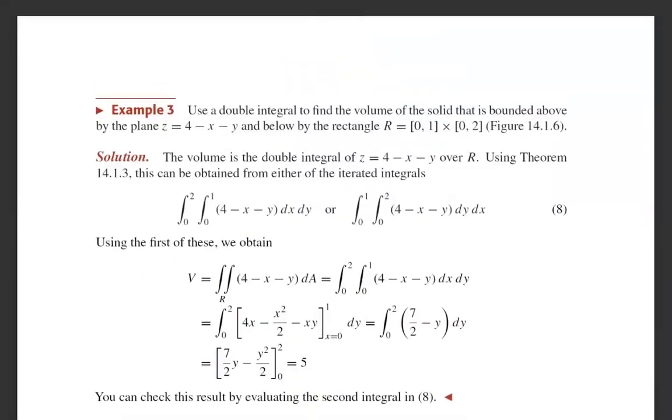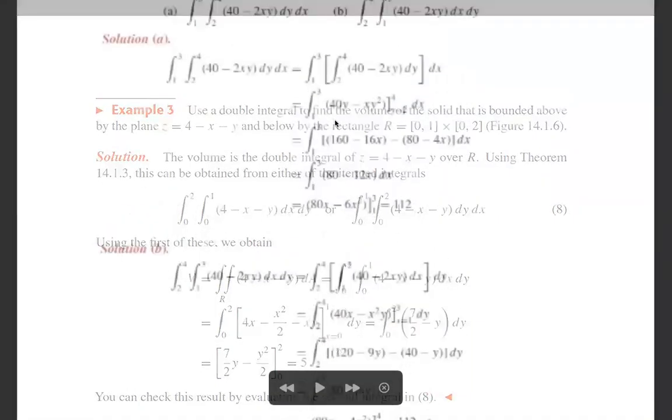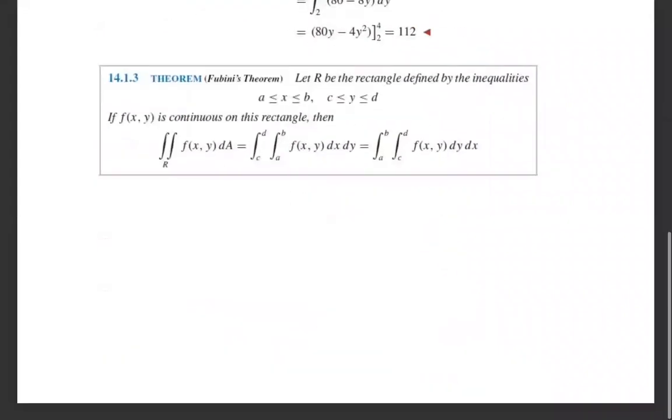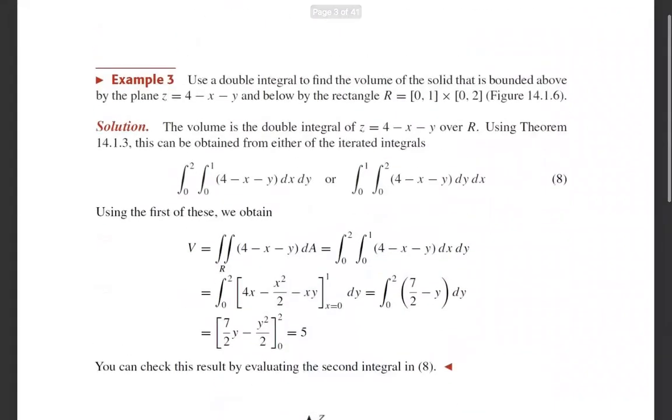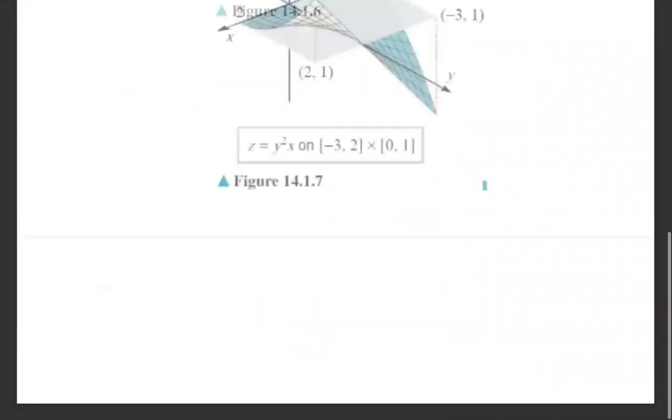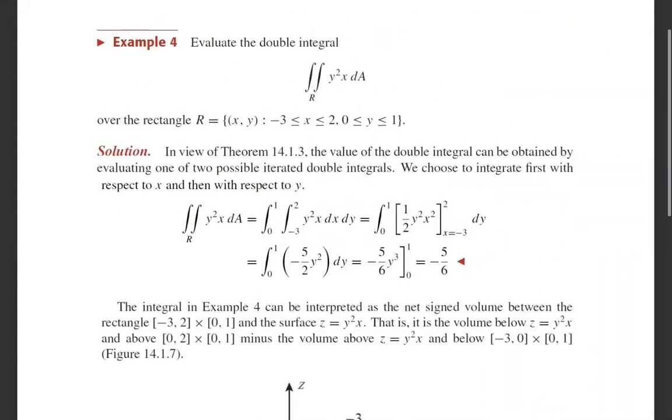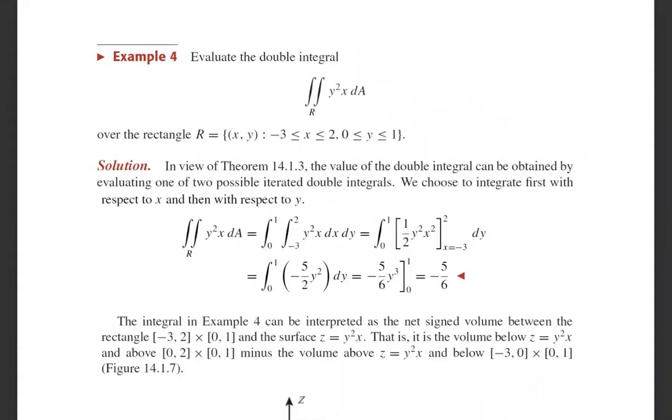Now another example. Use double integral to find the volume of the solid. Before going to volume, we'll discuss another example. Evaluate the double integral over R of y square x dA, where R is the rectangular region defined by the set of all (x, y) such that minus 3 is less than or equal to x less than or equal to 2, 0 less than or equal to y less than or equal to 1.